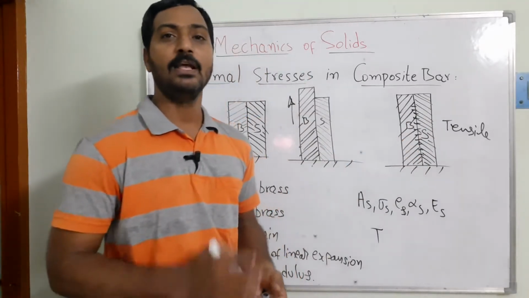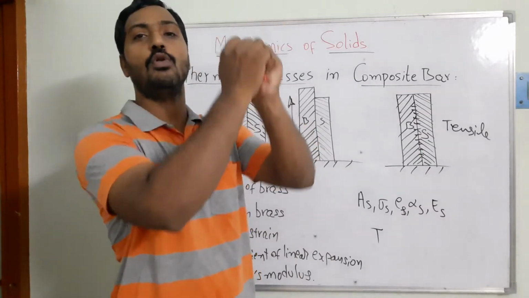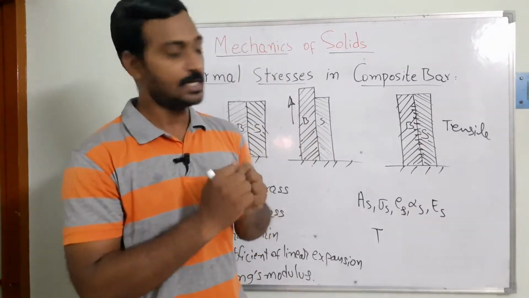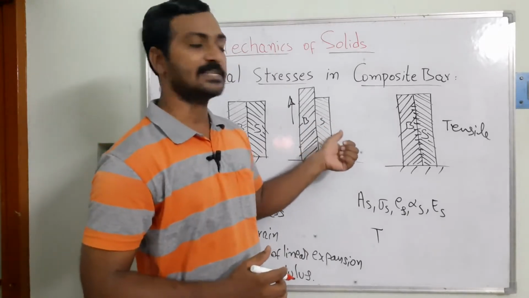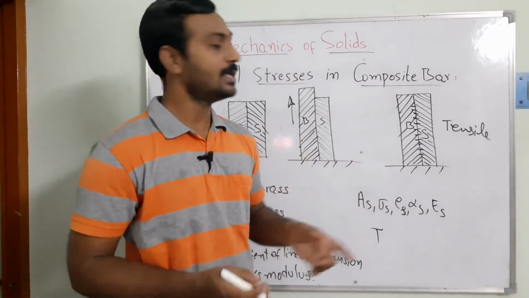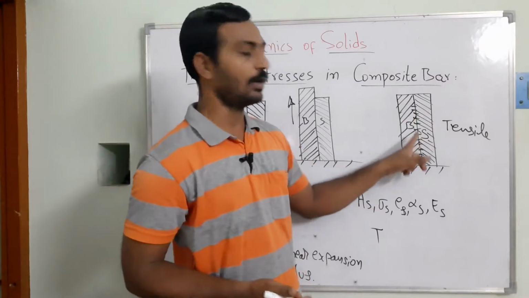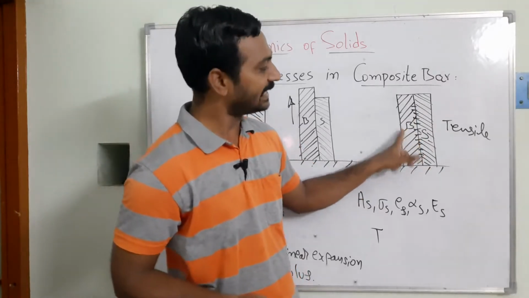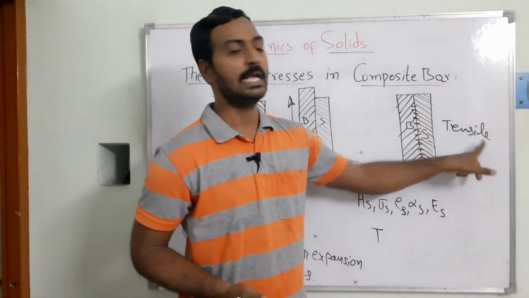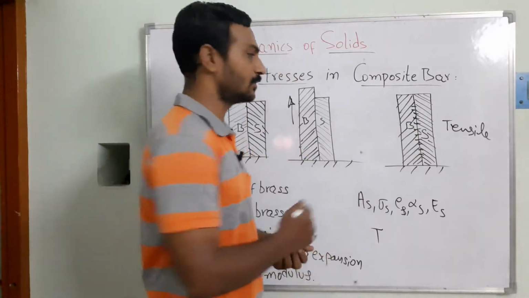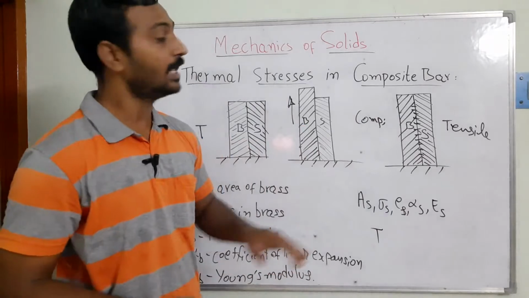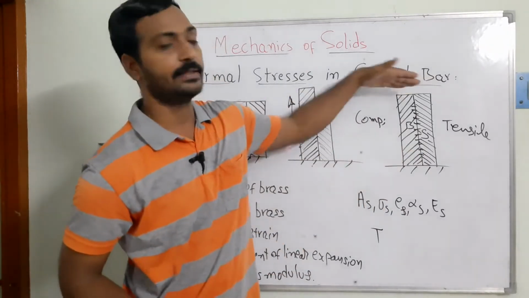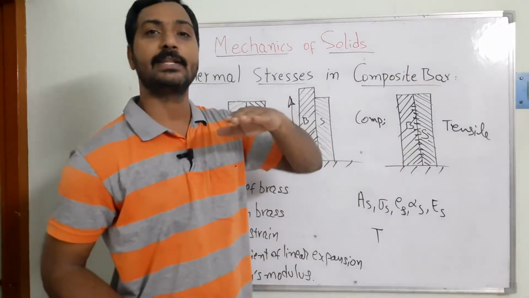So then what will happen? The steel material is going to try to pull in the downward direction. Right? So the free expansion of the brass is not happening. The free expansion of the steel is also not happening. That's because these two are bound together. The brass exerts a tensile force on the steel, and the steel exerts a compressive force on the brass. So due to these reasons, they are going to elongate by the same length.